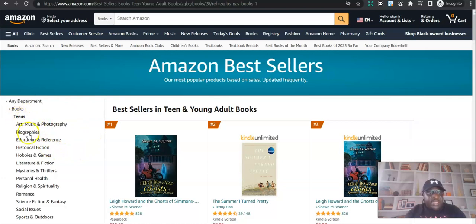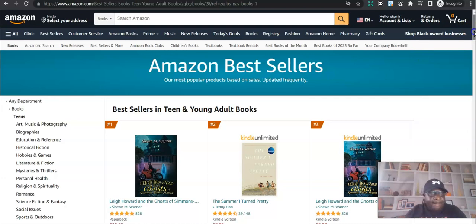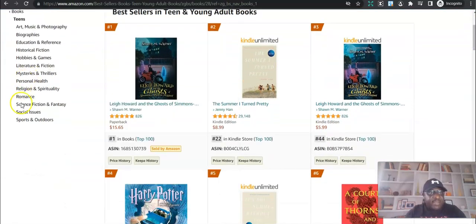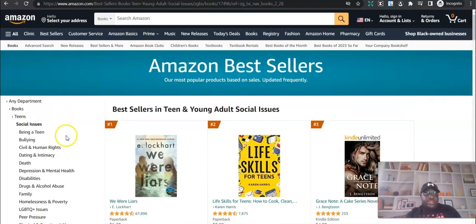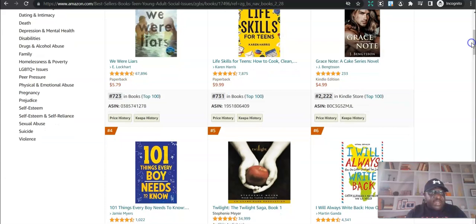So here under teens, these are subcategories under teens. So let's check. Okay, let me say social issues. So here on social issues, there are other subcategories under social issues. You have being a teen, bullying, dating and intimacy, depression and mental health, disabilities, drugs and alcohol abuse. So you just scroll down, pick any of those categories that you just want to write something on. Okay, let me even say we decide to go with peer pressure. So I'm gonna click on this.